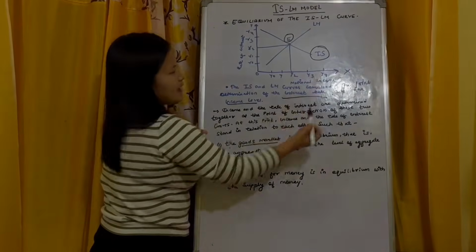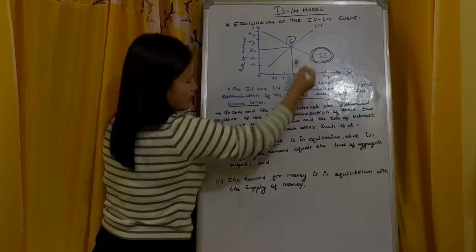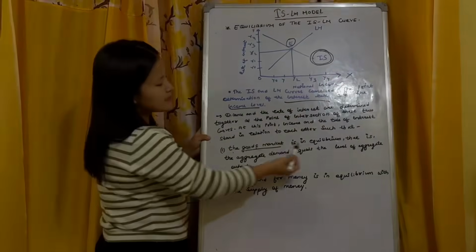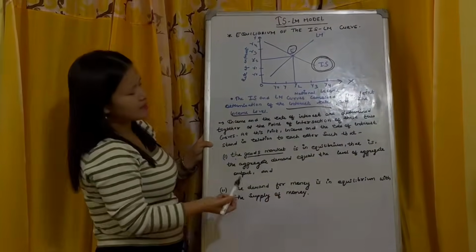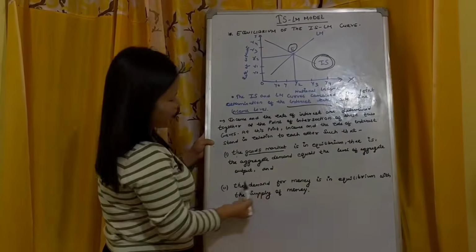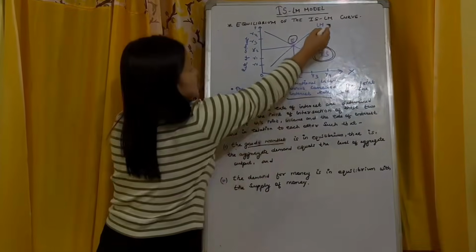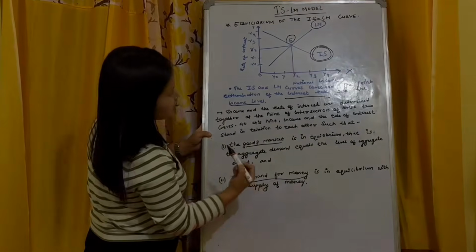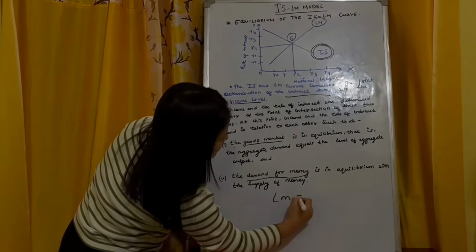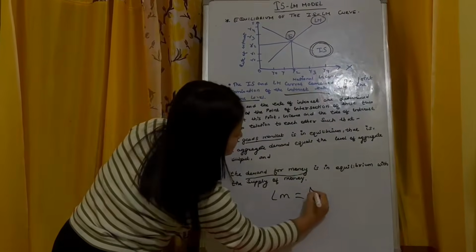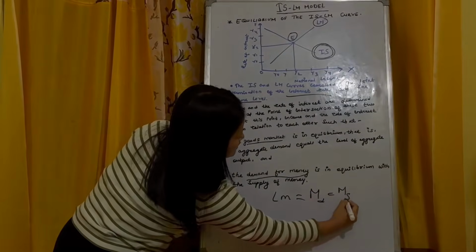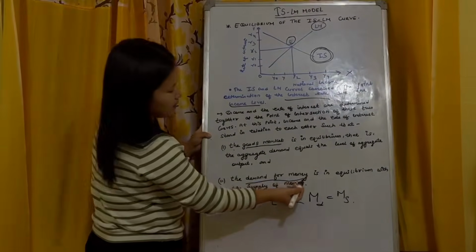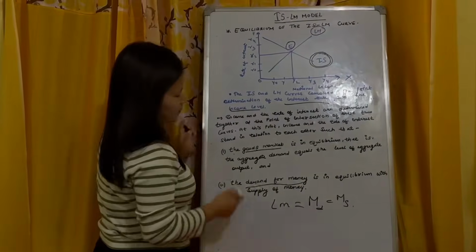We have already learned that investment and saving give us goods market equilibrium, that is, aggregate demand equals the level of aggregate output. And in the second case, LM, the demand for money. We have already learned that LM gives the equilibrium point when money demand equals money supply. So the demand for money is in equilibrium with the supply of money.